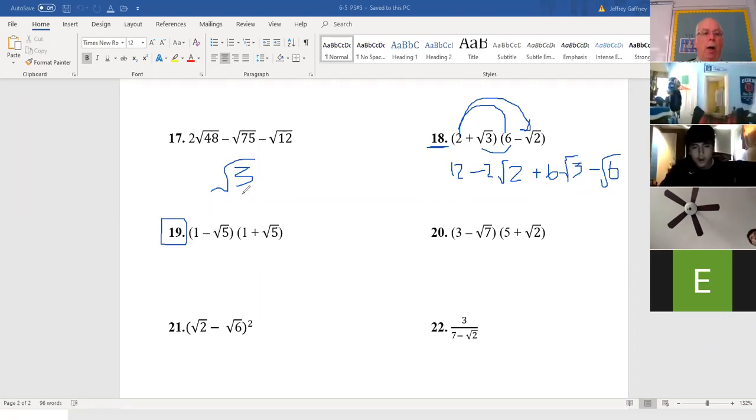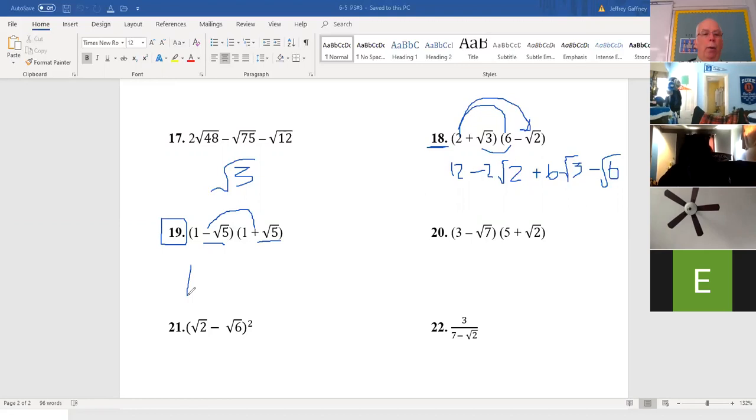FOIL. All right. Now, if you want to, I can show you how to cut corners. You don't have to FOIL this. You can do F and L. You can skip the O and the I. Why? Because these are complex conjugates. We got a negative square root of 5 and a positive square root of 5. So your O and your I are going to zero each other out. If you recognize this, all we have to do is F and L.